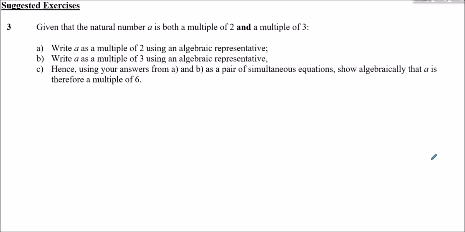Question 3. Given that the natural number a is both a multiple of 2 and a multiple of 3, first of all write a as a multiple of 2 using an algebraic representation. So for part a, multiple of 2, we could say let a equal, say, 2b, where b is some natural number.